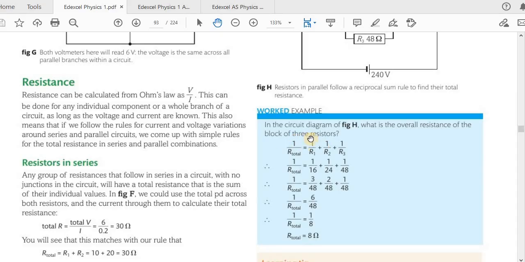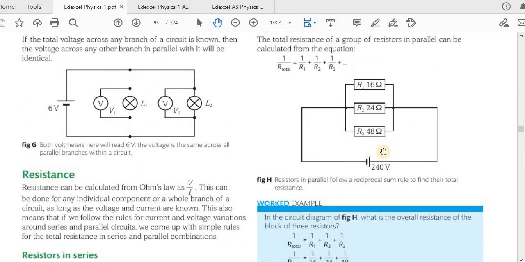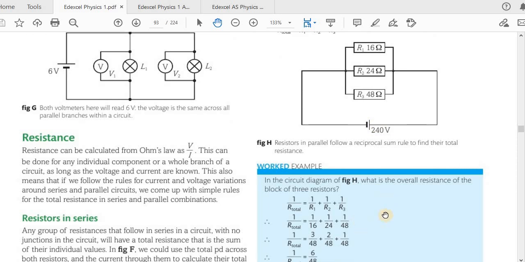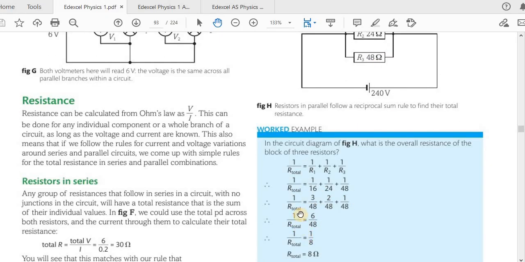Now let's do this. In the circuit diagram of figure H, which is this one, resistors in parallel follow the reciprocal sum rule to find their total resistance, and the resistances are given here. What is the overall resistance of the block of 3 resistors? So we use the formula 1 over 16 plus 1 over 24 plus 1 over 48 is equal to 1 over the total resistance, also called equivalent resistance, effective resistance, combined resistance, those things.